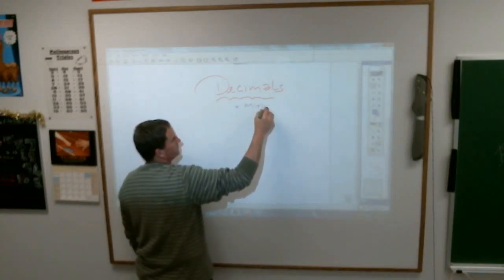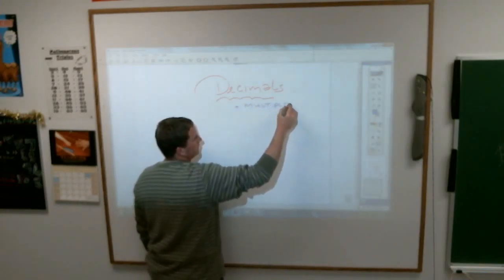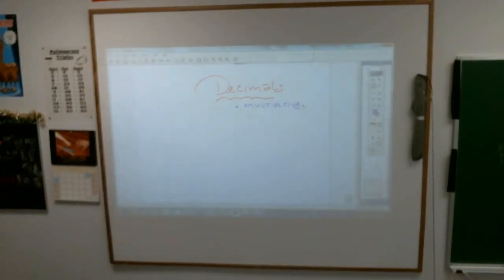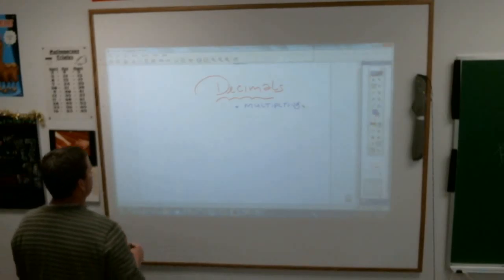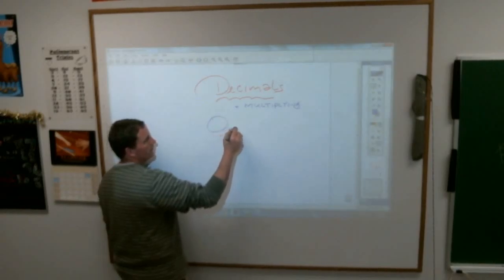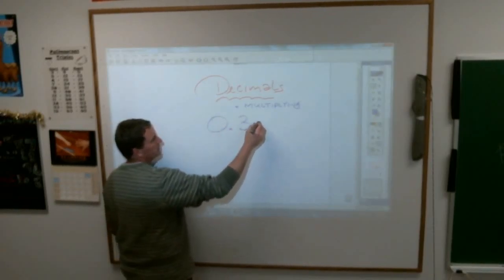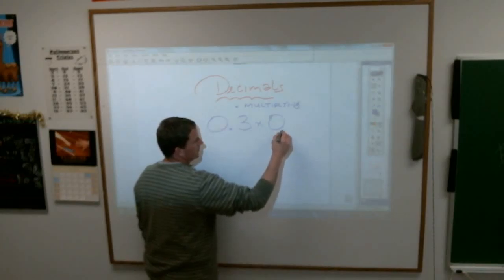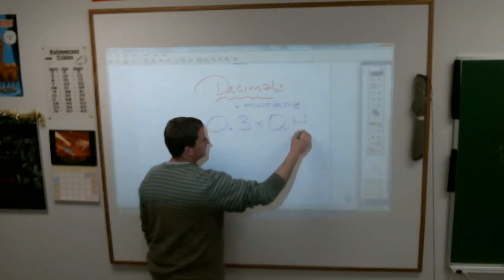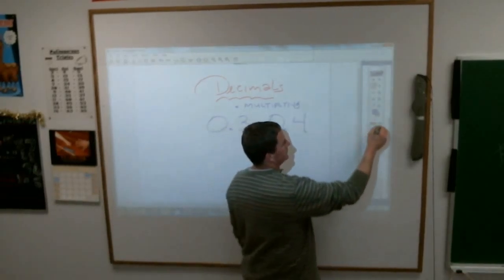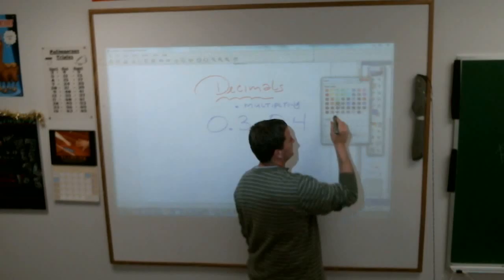Just write multiply. Let's say you have this number, 0.3 times 0.4. I need to focus for a little bit here.